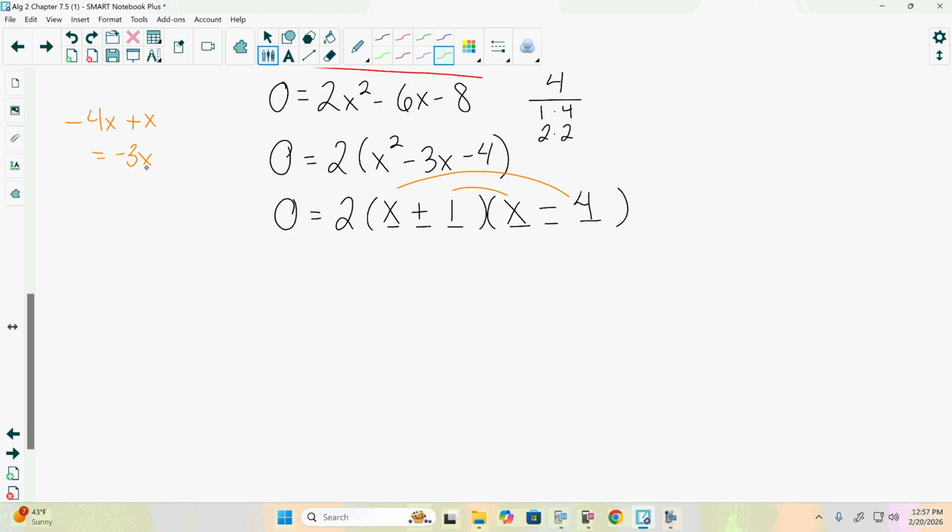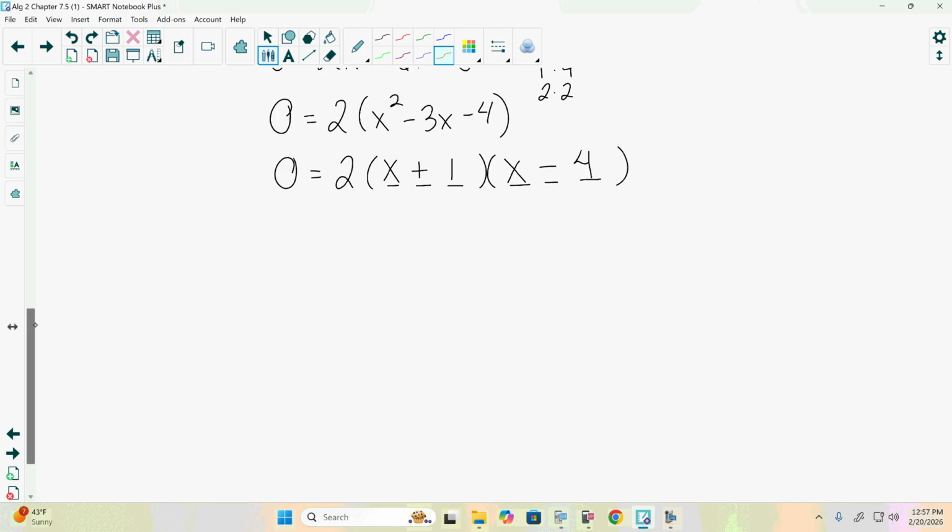Yeah, telling us that if these are the correct factors, the middle term is negative 3x, which is what we wanted. So x plus 1 times x minus 4 are indeed the correct factors for this here. Questions on how we got here? Questions on any of this so far?